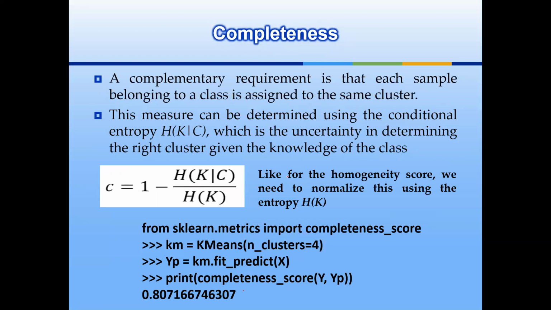Then the second method is the completeness method, right? Again, the requirement is that each sample belonging to the class is assigned to the same cluster. So this method is similar to the homogeneity method, only here the function is reversed. This measure can be determined using the conditional entropy H of K for the given C. In the previous formula, we took C for the given K, which is the uncertainty in determining the right cluster given the knowledge of the class.